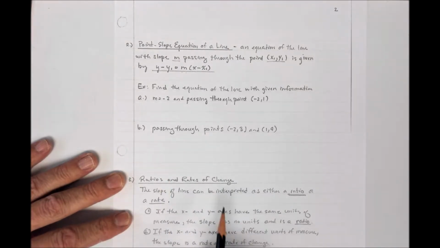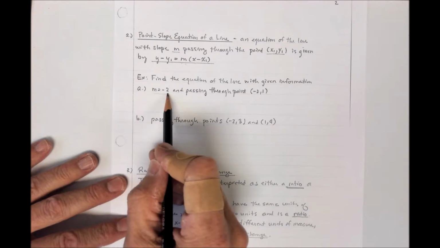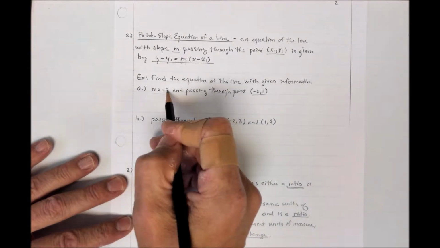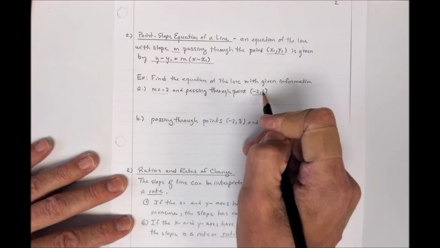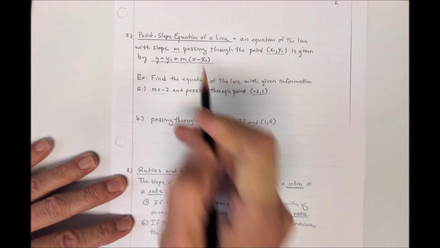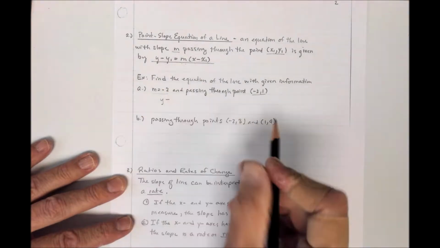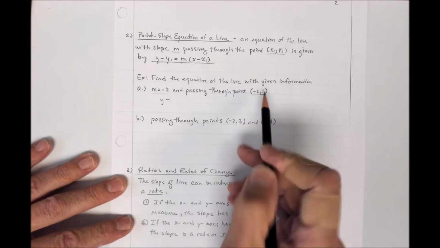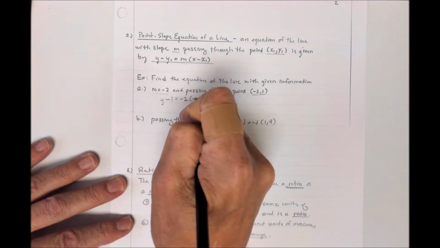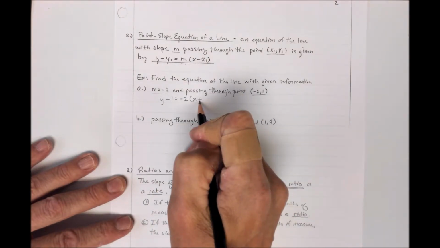It says find the equation of a line with the given information. So in the first example, my slope is -2, and it passes through the point (-2, 1). This is m. This is my x sub 1. This is my y sub 1. I substitute right into here. Notice these are subtraction signs, so when you subtract the negative, it's like adding. I'm going to have y minus y sub 1, which is 1, equals -2 times the quantity x minus x sub 1, which is a -2, so minus a -2 is +2.